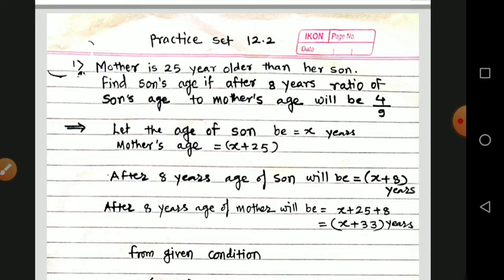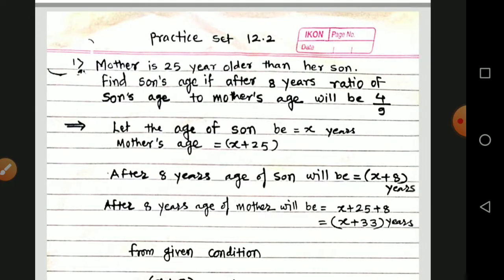In the first sentence, the comparison is given between the mother and her son. Mother's age is described on the basis of her son. Who is the base of comparison? Consider it as x. Here, son is the base of comparison. That means mother's age is described on the basis of her son.